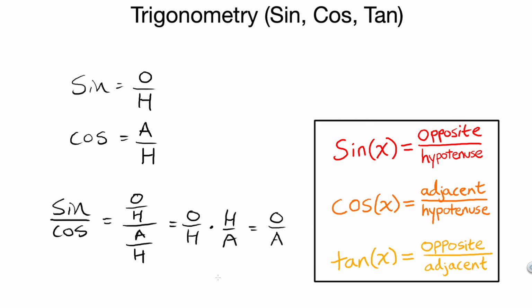Please excuse my shorthand. What this really means is that sine of x over cosine of x for some angle x is equal to the opposite over the adjacent. Recognize that this is the exact definition of tangent. In other words, tangent of x is equal to sine of x over cosine of x.